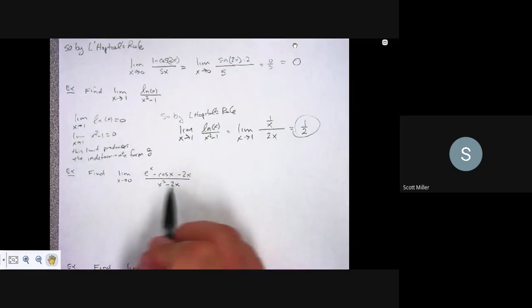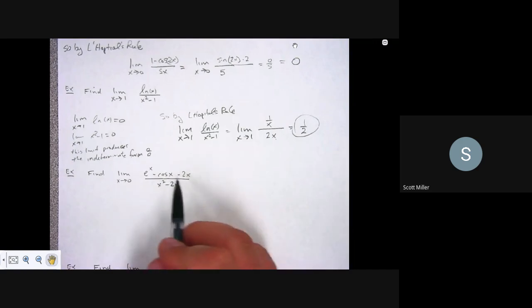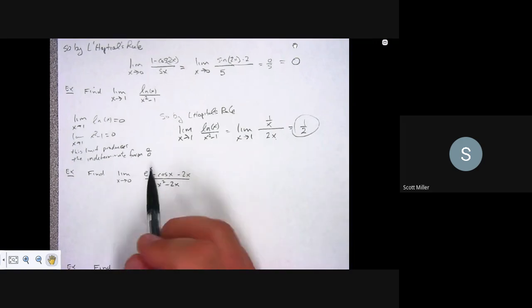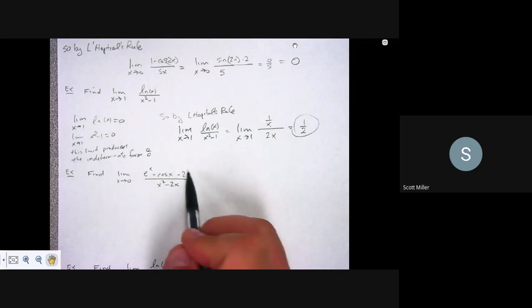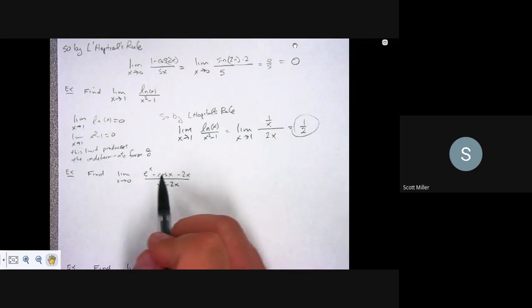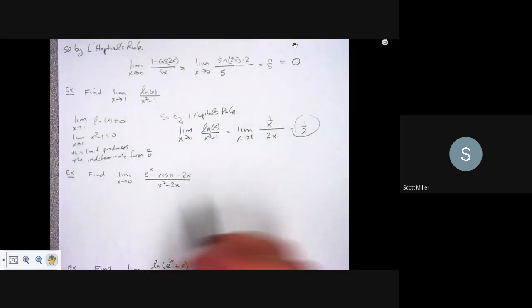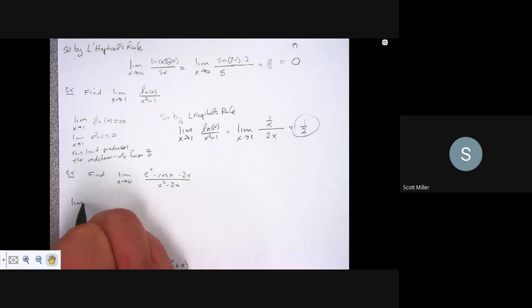All right. If I plug in 0 on the bottom, it's 0. If I plug in 0 on the top, now it has to be 0 over 0. If I plug in 0 here, I get 1. If I plug in 0 here, I get 1. If I plug in 0 here, I get 0. 1 minus 1 minus 0 is 0. So this is an indeterminate form. And so we establish it.